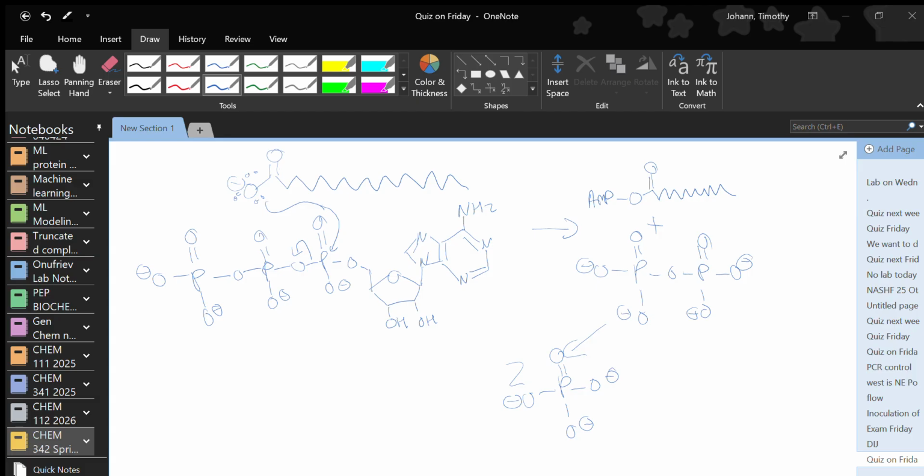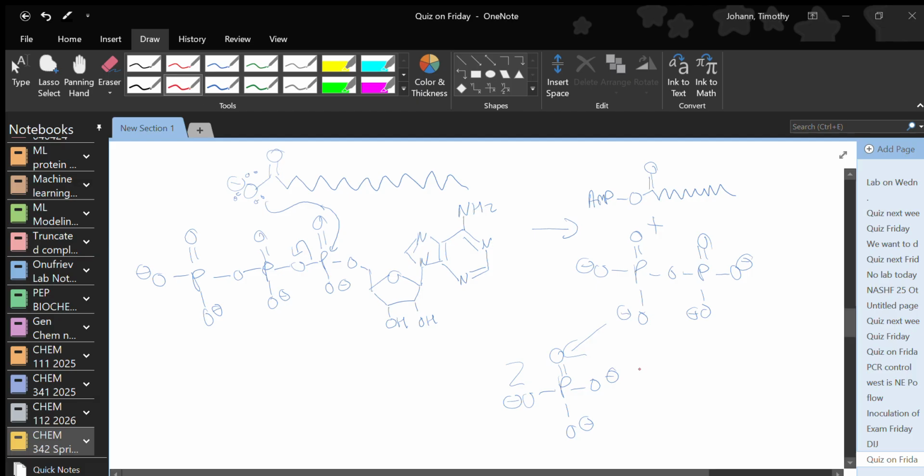Why break that pyrophosphate down to two phosphates? Why have we seen that over and over again? It's spontaneous. It's going to add free energy, right? So the standard free energy change for this reaction is negative 19 kilojoules per mole. So that's 19 kilojoules per mole of driving force.